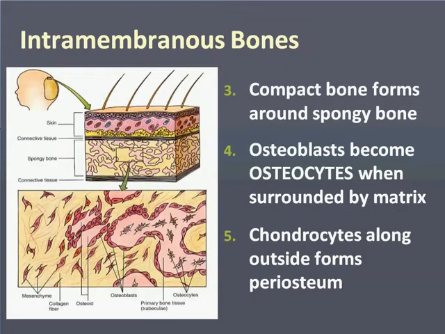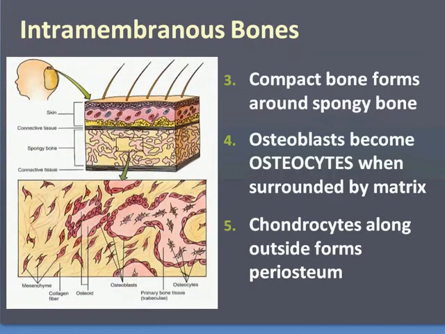And then chondrocytes, which are the cartilage forming cells, are forming along the outside of the bone, which again is the periosteum. So peri is the surrounding, oste is the bone, and um refers to the tissue. So the chondrocytes are creating this periosteum, the outer bone layer.